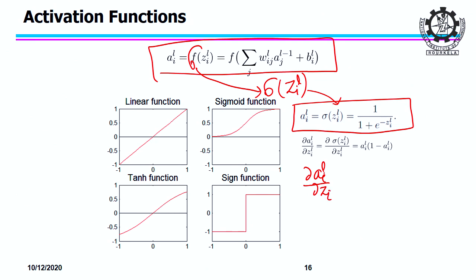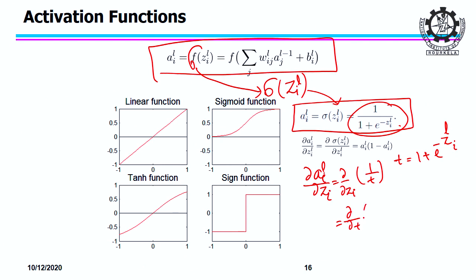So, what is A I L? A I L is this function. What we do is consider t equal to 1 plus e to the power minus Z I L. Therefore, this is a function of Z I: 1 by t, and t is a function of Z I. So, we have to take the derivative with respect to 1 by t and then del t by del Z I, that is the chain rule we use. So, simply we can compute this from here.